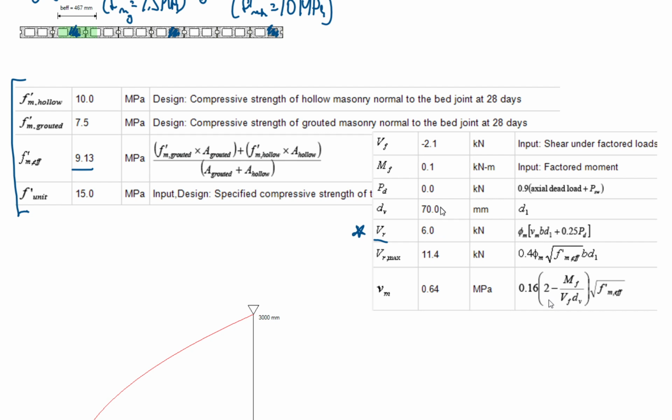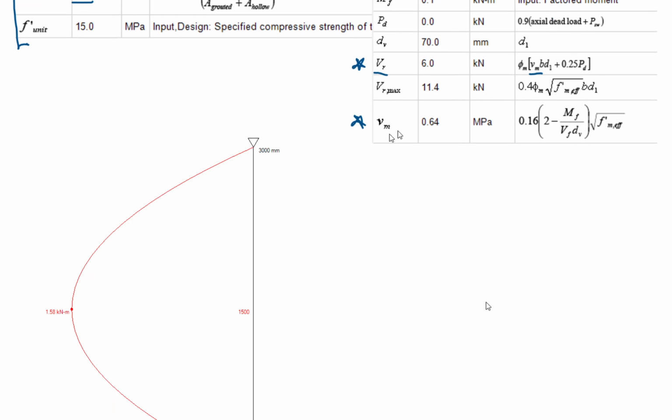We were comparing that to the 2.1. And then within there, we have this Vm, which is basically a unit shear strength in MPa. And that's this number here that I really want to dive into. So if we look at our inputs here, we have a factor of 0.16 times 2 minus this ratio, Mf over Vf dv, and then multiplied by the square root of that F'm effective. So if we want to take a look at this number, you'll see we have a Vm value here from the software of 0.64.